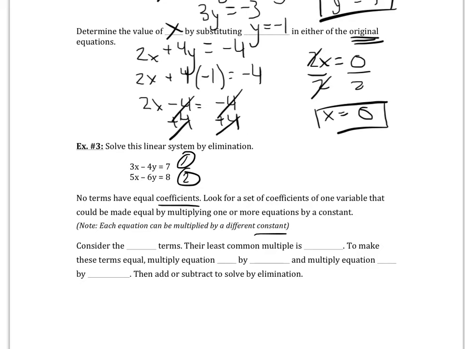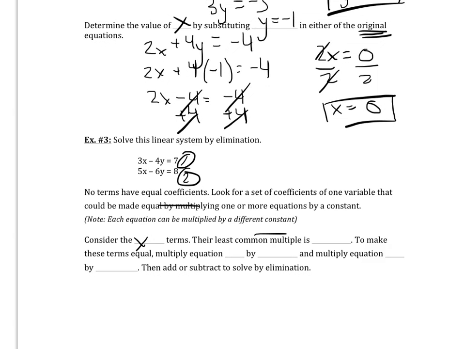Okay, consider the x terms. The reason we're looking at x is it's fairly easy to multiply into a common multiple. Their least common multiple is 15. To make these terms equal, multiply equation 1 by 5 and multiply equation 2 by 3. Then add or subtract to solve by elimination.